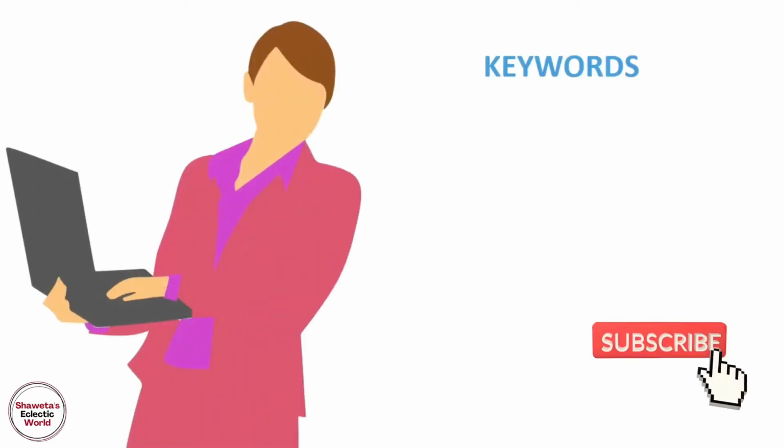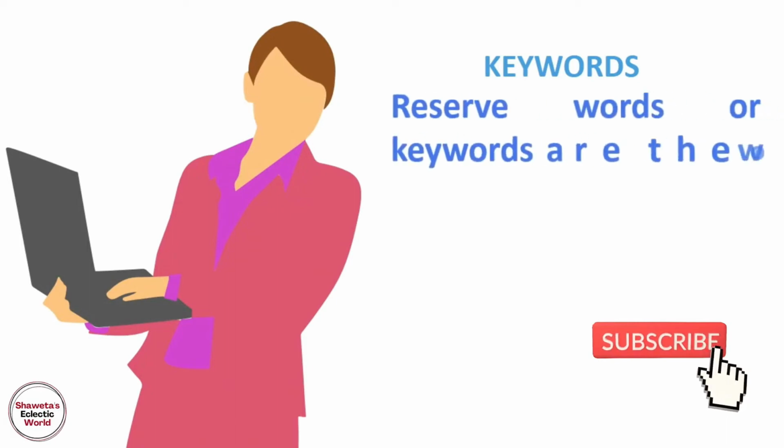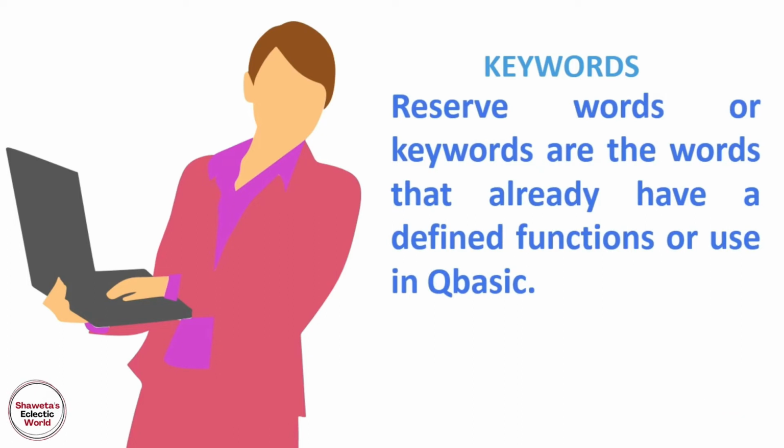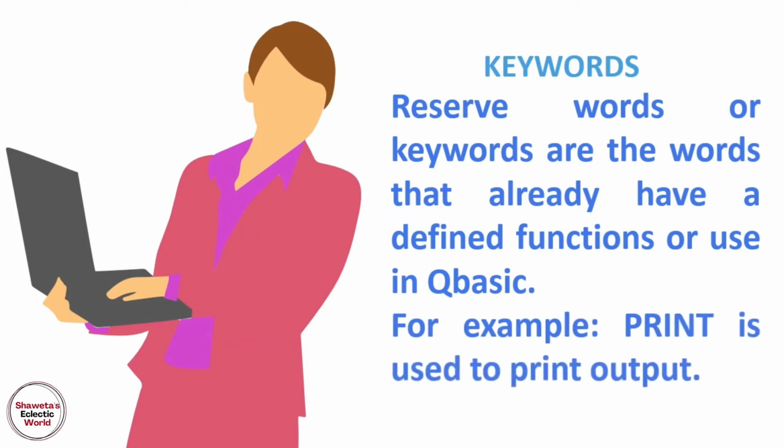Next we will discuss keywords. Keyword is the second element of qbasic. Keywords are reserved words that already have a defined function for use in basic. For example, print is used to print output.